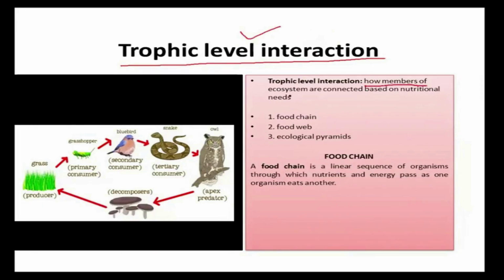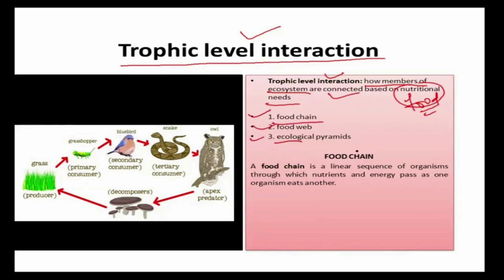Today's topic is trophic level interaction, how these trophic levels are interacting with each other. It means how members of an ecosystem are connected based on their nutritional need, meaning their food need. On the basis of these needs, we can make the food chains, food web, and ecological pyramids.